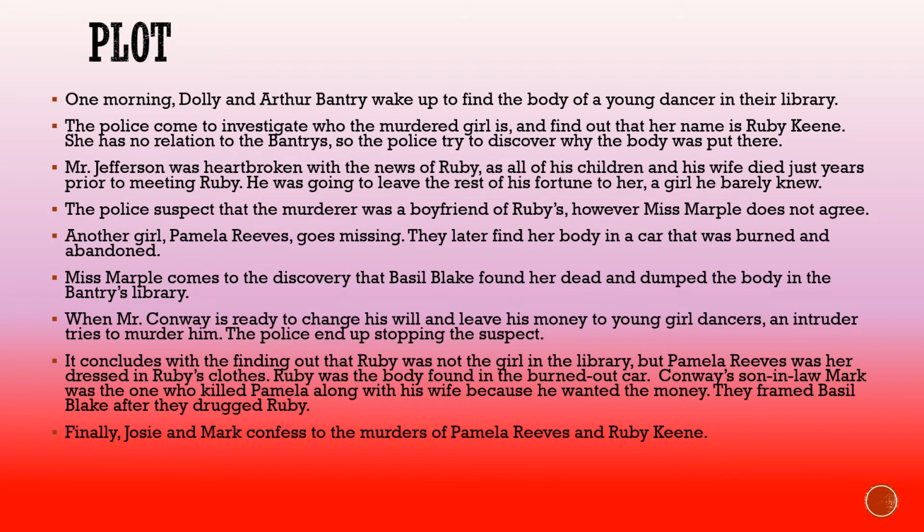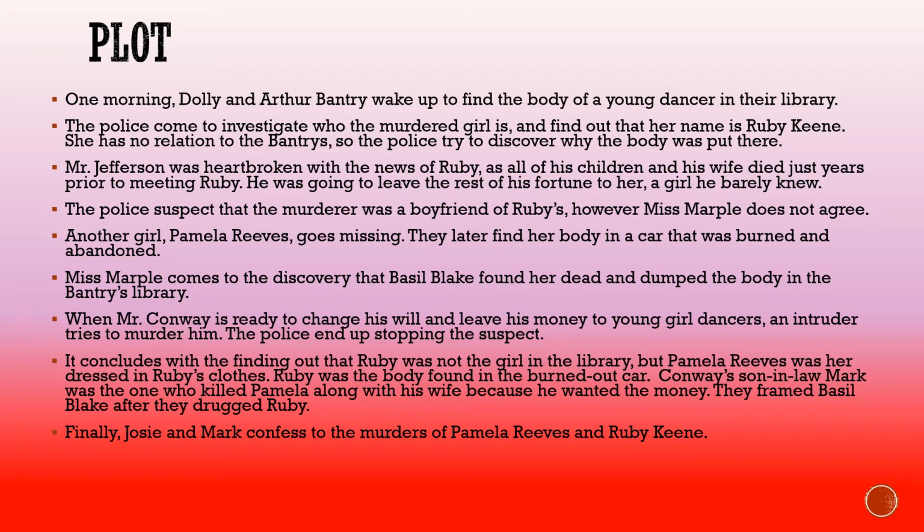So it opens up with the Bantrys waking up, and Dolly assumes that she's having a dream, but it ends up being real life. They find the body of a young girl in the library. So the police come and investigate who the girl is that was murdered, and they end up finding out that her name is Ruby Keene. She has no relation to the Bantrys, so the beginning of the novel is basically the police trying to discover why the body was put there.